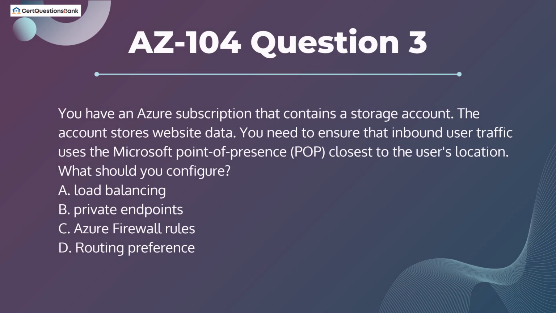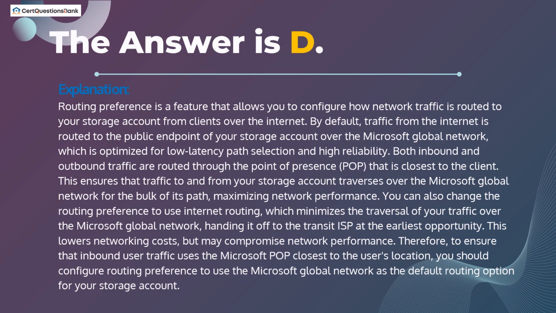You have an Azure subscription that contains a storage account. The account stores website data. You need to ensure that inbound user traffic uses the Microsoft Point of Presence (POP) closest to the user's location. What should you configure? A. Load balancing. B. Private endpoints. C. Azure firewall rules. D. Routing preference. The answer is D.